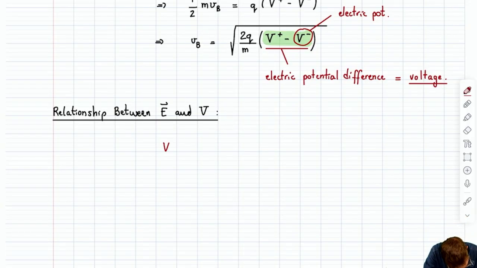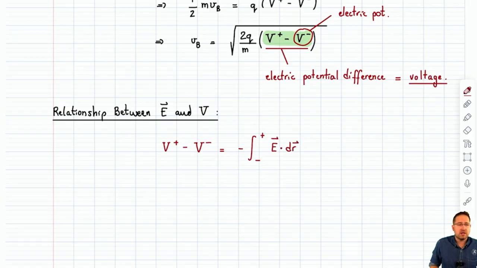At some point you're going to be off by a minus if you're not careful. So V plus minus V minus is going to be equal to minus the integral from minus to plus of E dot dr. Okay. And we're going to learn how to apply this when we do problems.